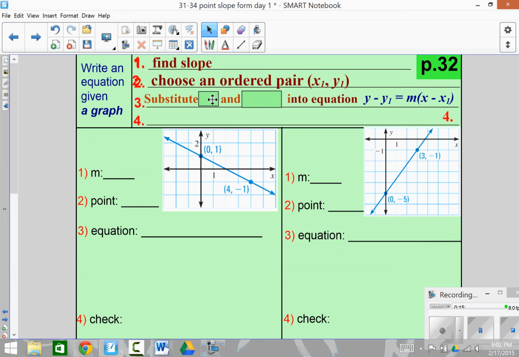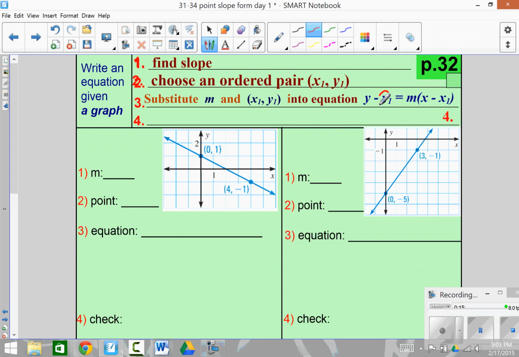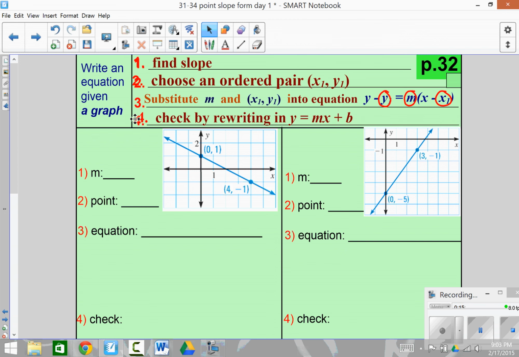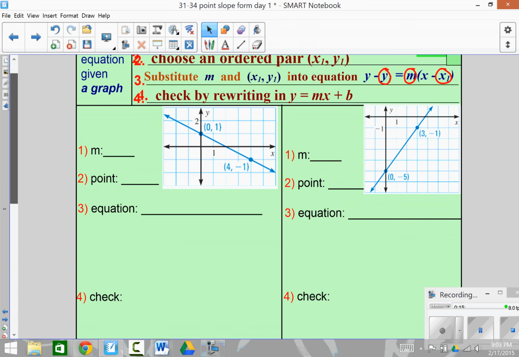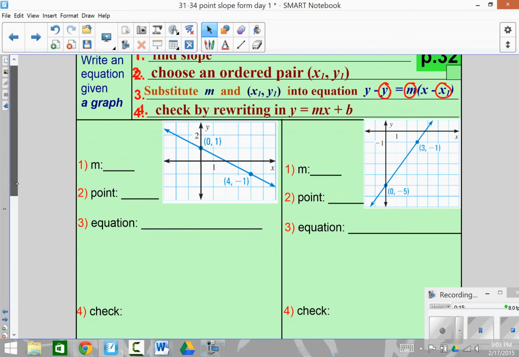Step 3, you're going to substitute the slope that you found and the ordered pair that you chose into our point slope form. Like I said, you only care about putting the right numbers in these 3 spots. And step 4, you're going to check your answer by rewriting it in slope-intercept form, like in the previous lesson. Solve for y. Let's give 2 of these a try, and then I'm going to have you try one on your own.